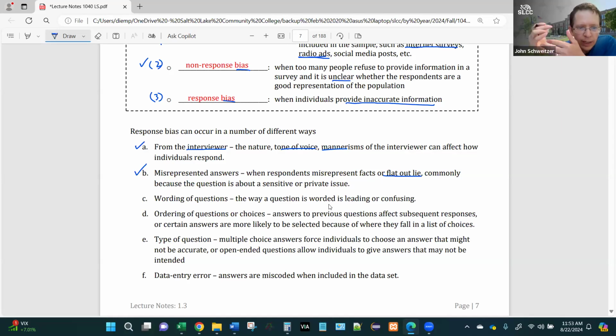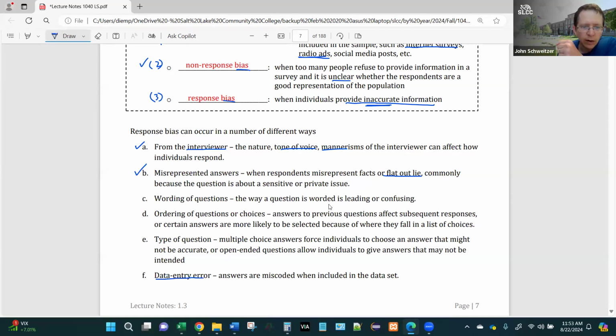Sometimes people forget. That just kind of happens, right? If you're asking about events that have happened in the past, sometimes people just forget some details about the past and might misremember things, and these are all examples of response bias because this is what happens when you get inaccurate information. Okay, so the list goes on and on for response bias.